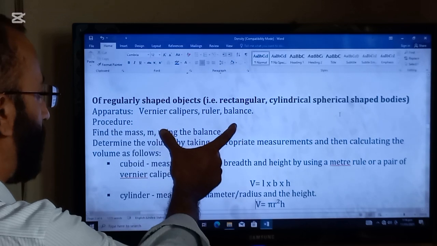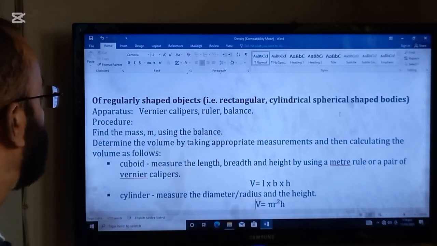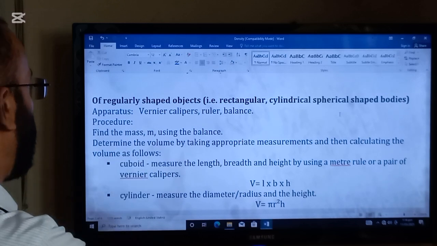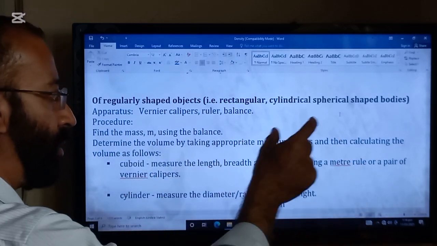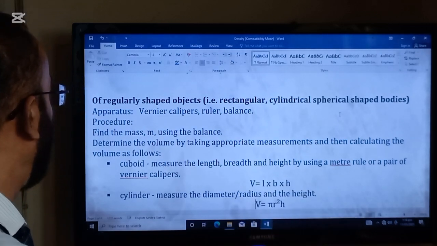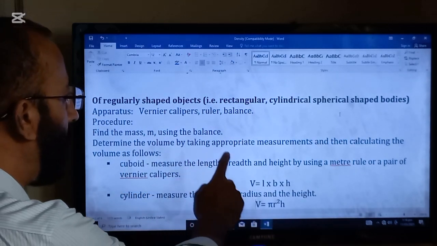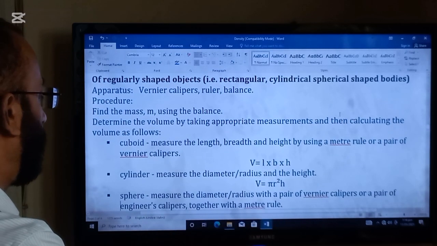Apparatus needed for this is vernier calipers, ruler, balance. Procedure: find the mass m using the balance. Put the object on the balance and read the mass. Determine the volume by taking appropriate measurements and then calculating the volume as follows.